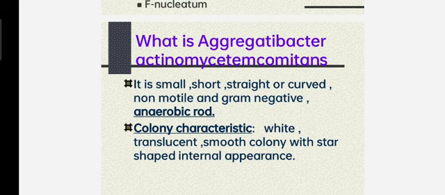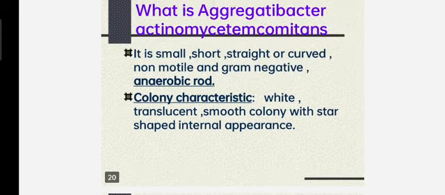So we will be writing: it is a small, short, straight or curved, non-motile, gram-negative, anaerobic rod. And the colony characteristic is a white, translucent, smooth colony with a star-shaped internal appearance. This is very important. It has a star-shaped or cucumber-shaped internal appearance of this colony.